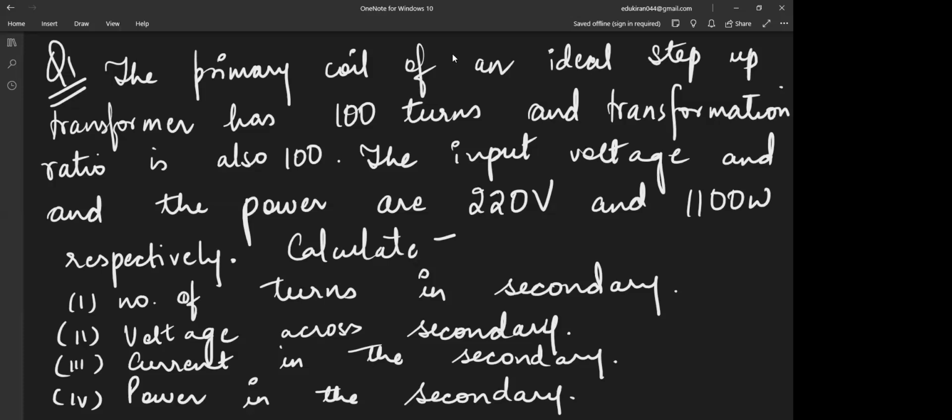Class, we'll write down the solution of this question tomorrow. Time is not left. Tomorrow, let's complete this question. This is the last question.